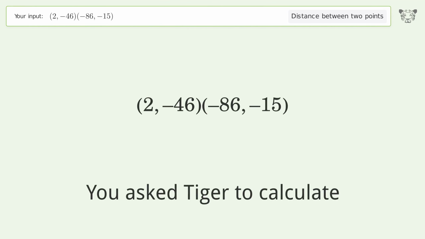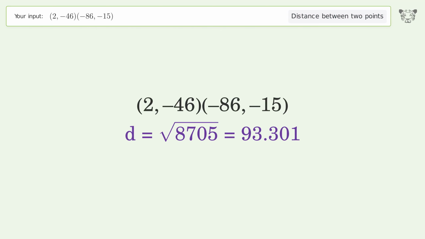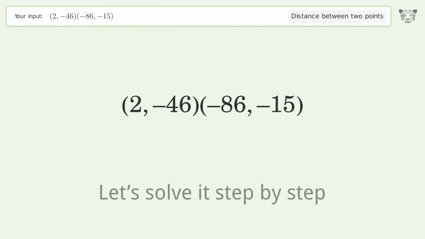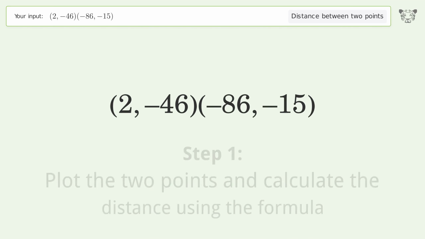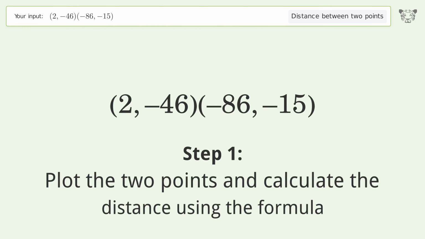You ask Tiger to calculate. This deals with the distance between 2 points. The distance between the 2 points is the square root of 8,705, or 93.301. Let's solve it step by step. Plot the 2 points and calculate the distance using the formula.